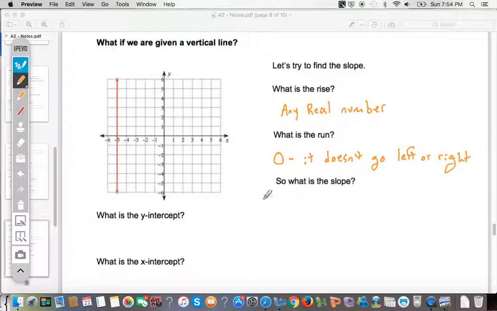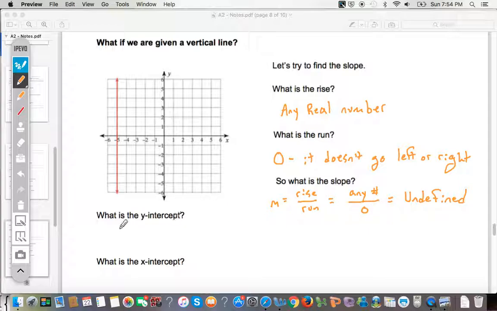So what is the slope? Well, again, m equals rise over run. We know our rise is any number, and our run is 0, which equals undefined. So if you were to take a calculator out right now, and put in any number and divide it by 0, the word error is going to pop up, because you cannot divide by 0.